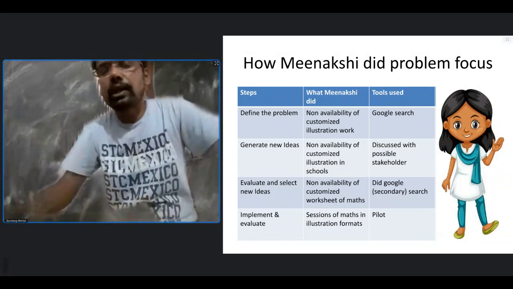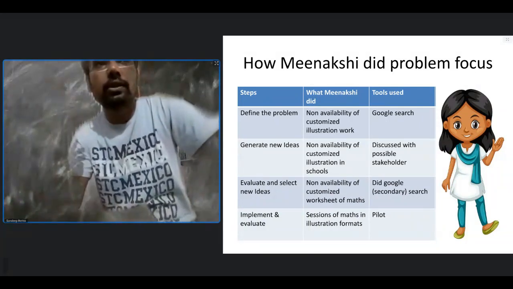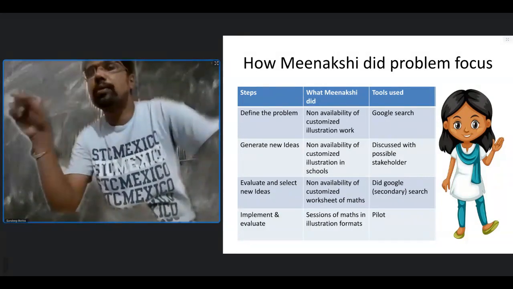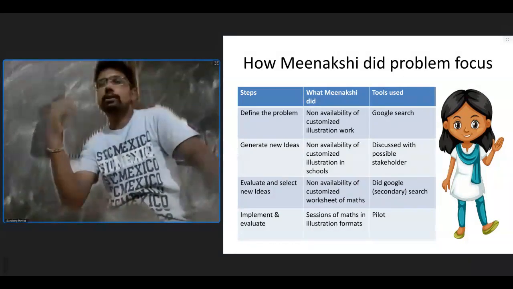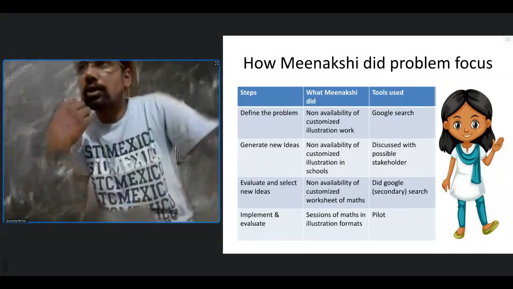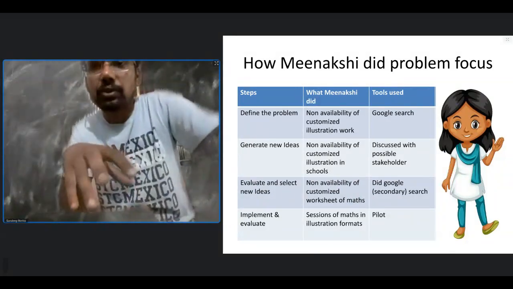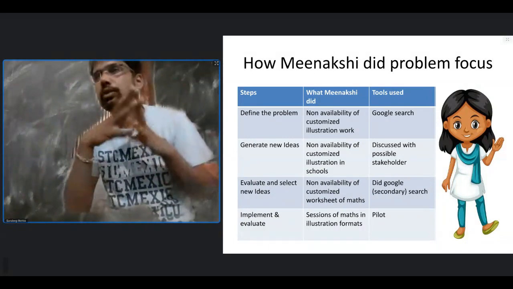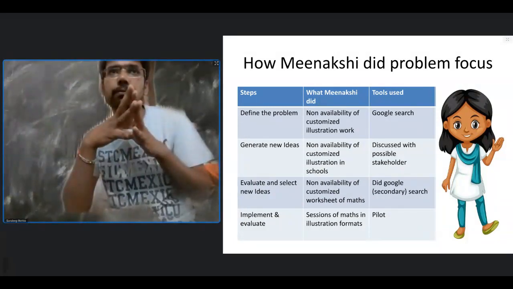So probably in the case of Meenakshi, she might have thought of digital worksheets, then physical worksheets, then just theoretical or verbal worksheets, then illustrative, meaning pictorial worksheets. So she might have gone through different ideas, and only then come up with the solution. So I think it is a very good idea not to stick to any one kind of solution.